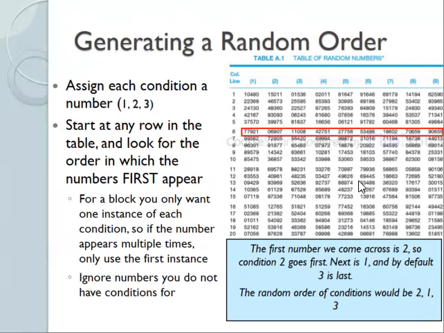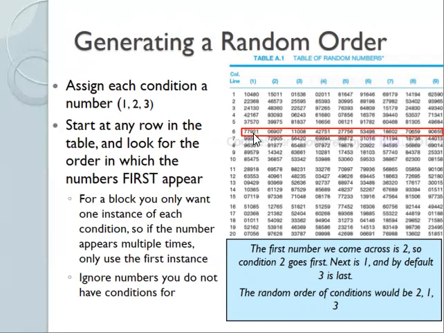Table A1 of your textbook has a list of random numbers. It's exactly what it sounds like. They're random, so it doesn't matter which row you start on. You're just going to pick a row and go through. And in this case, we've got 3 conditions, 1, 2, 3. We want to see what order they come in first. Okay, so we only want one instance of each of those numbers. So if we have multiple, we're going to ignore them. But I want to figure out what order to present 3 conditions in.